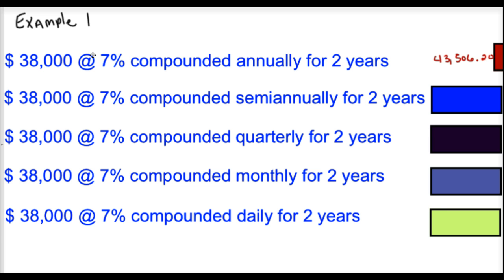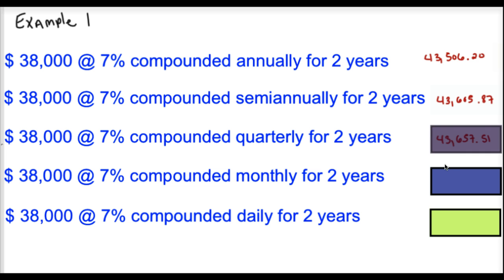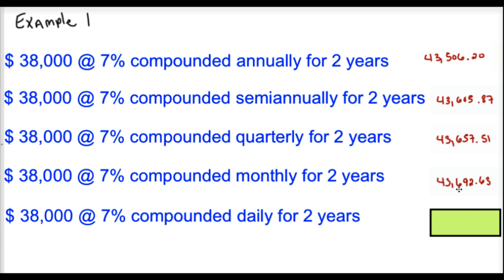So here's the first example, 38,007 at a rate compounded annually for 2 years. So we got that amount, which was $43,506.20. If we did this again, compounded semi-annually for 2 years, you notice that you get $43,605.87. So when it's compounded semi-annually, we got a little bit more money. If we compound quarterly, $43,657.51. So as you compound more and more and more, the amount of money that you earn should increase. So the winner here would be to compound this daily for 2 years at $43,709.81.